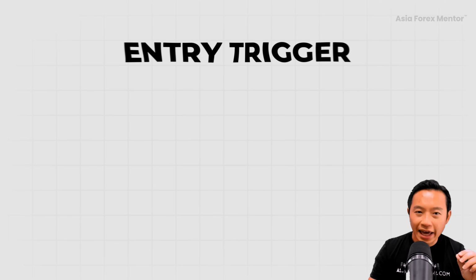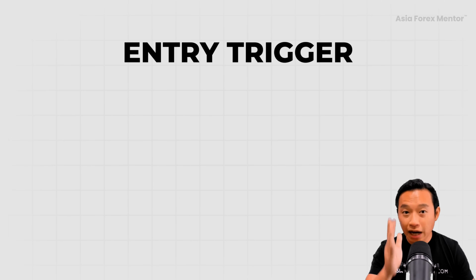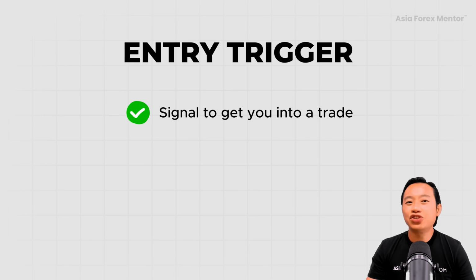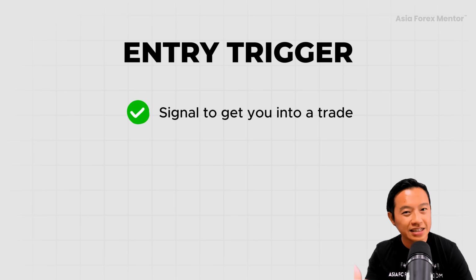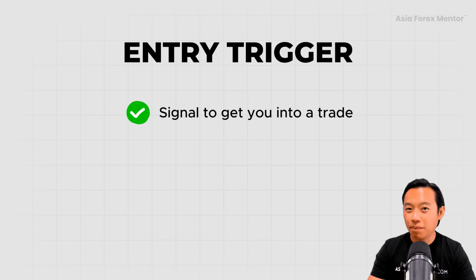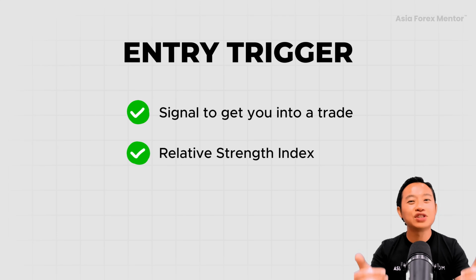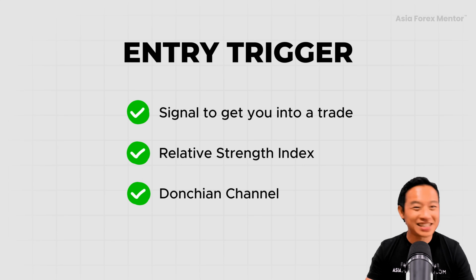Moving on to entry trigger. Once you have identified your trading setup, you will now need a trigger to get you into a trade. For many traders, this trigger could be something such as a hammer or a shooting star. However, indicators can also serve as entry triggers. Two common indicators used for this purpose are the RSI, which is the Relative Strength Index, and the Donchian Channel. Let's have a look.